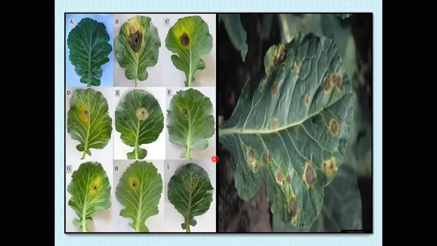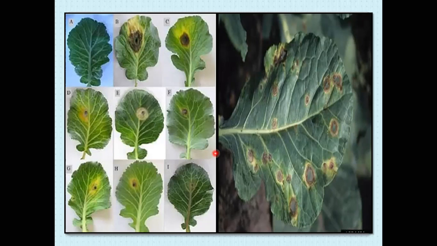This is one of the most destructive diseases of all the cruciferous crops, causing both qualitative as well as quantitative losses all over the world, including India. That is why this disease incidence causes yield reduction of up to 30 to 50%.